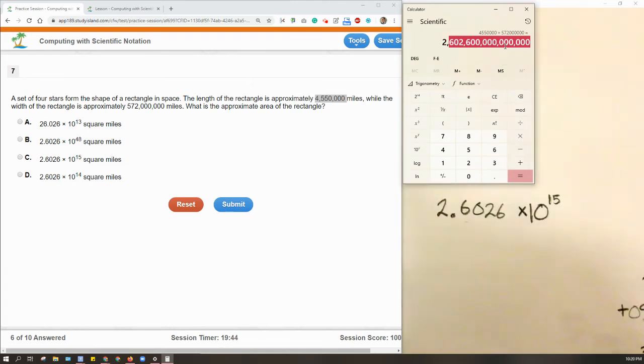And as always, when you calculate area, if you have distance in miles for the width and length, you get square miles as the measurement for your area. So 2.6026 times 10 to the 15th power.